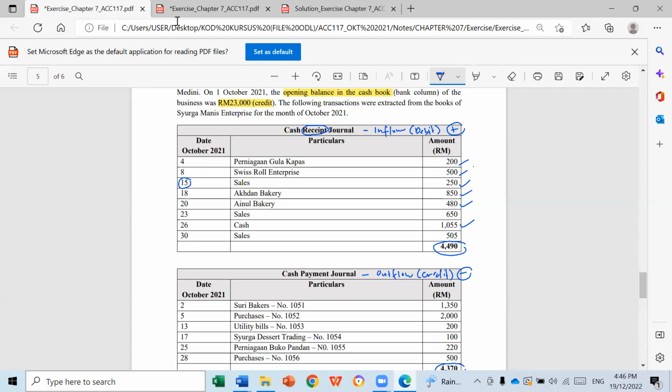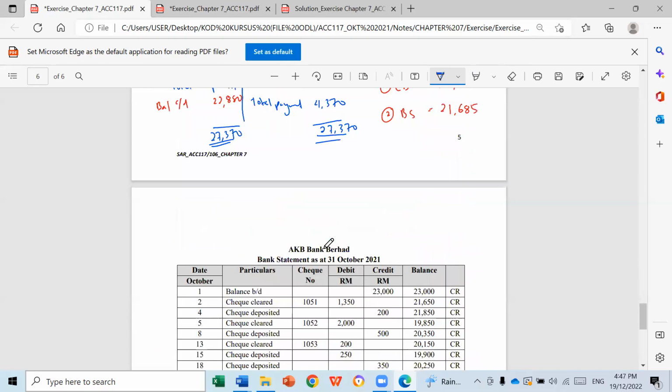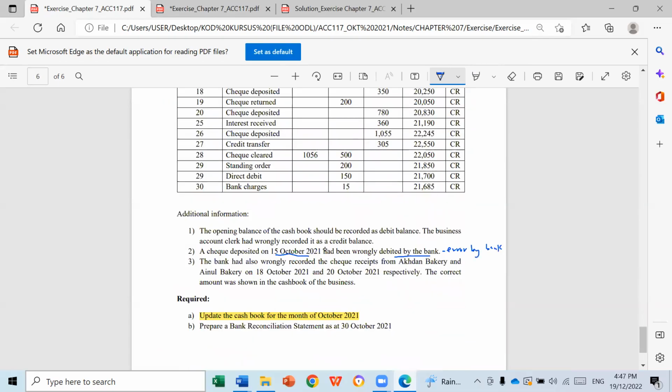Later on we will adjust for the errors in the bank reconciliation statement, because the errors are made by the bank. So both 2 and 3 will be recorded in the bank reconciliation statement because these are errors made by the bank, whereas number 1 is an error made by the business bookkeeper, so it will be recorded in the adjusted cash book.